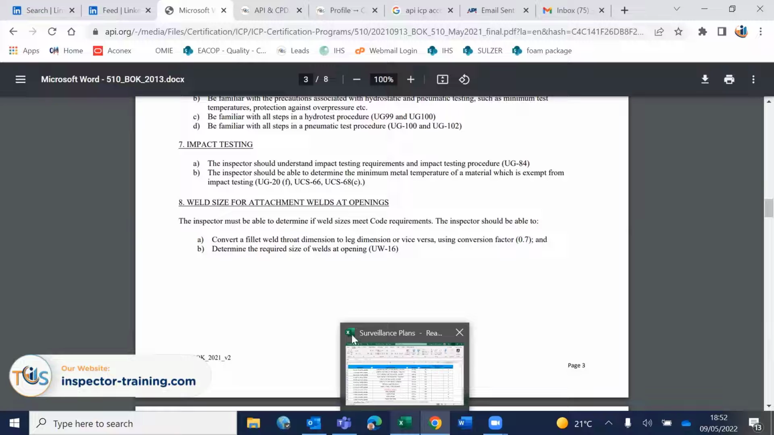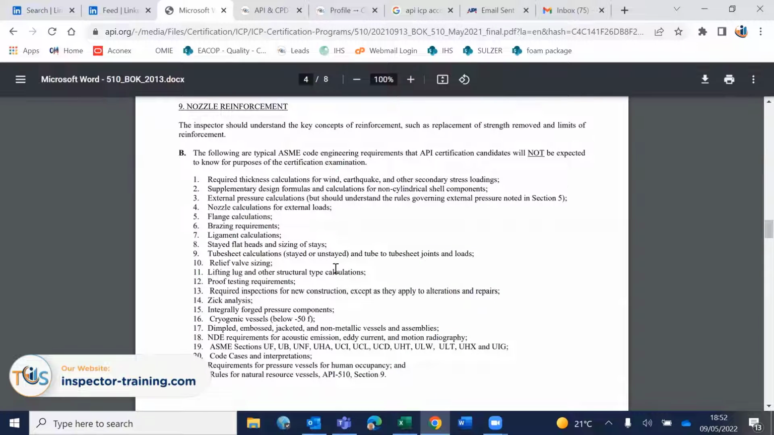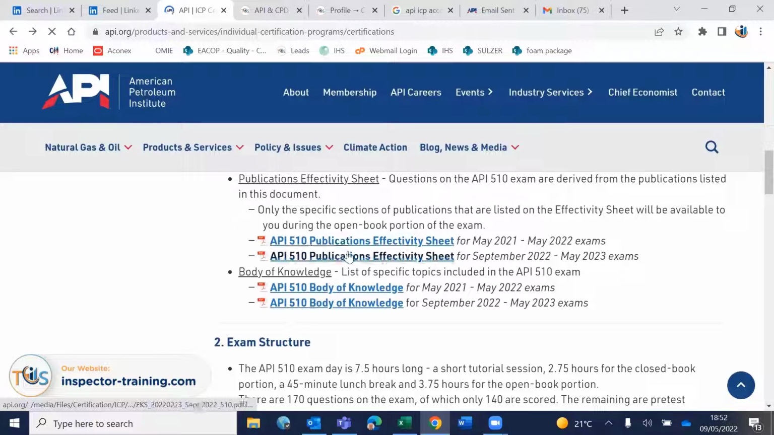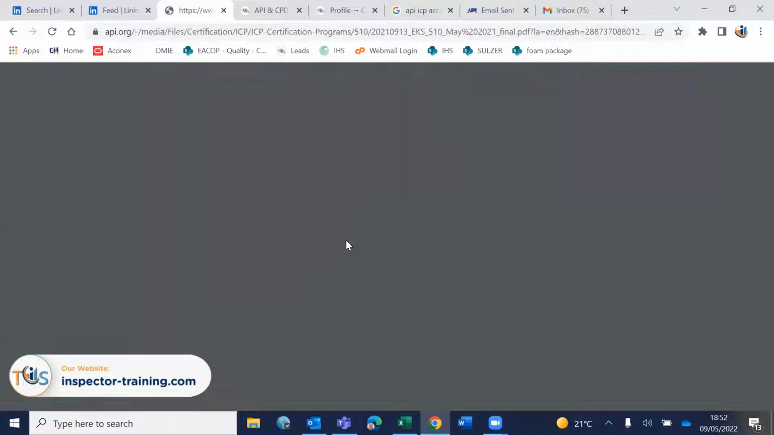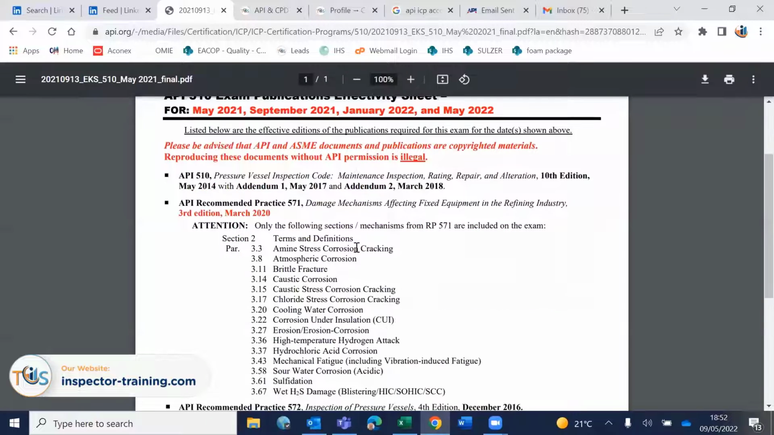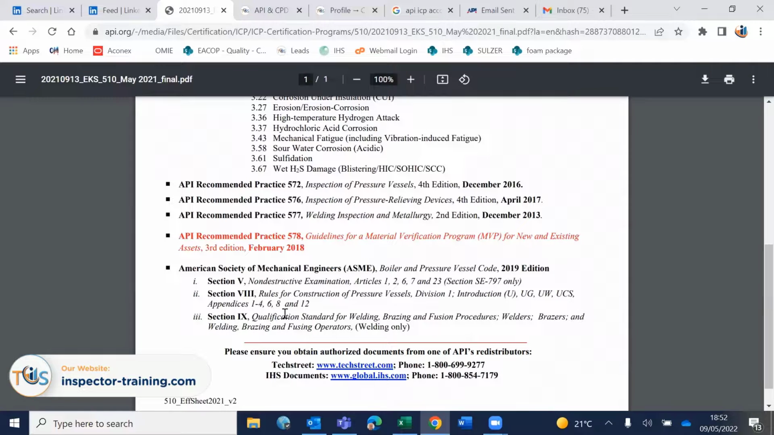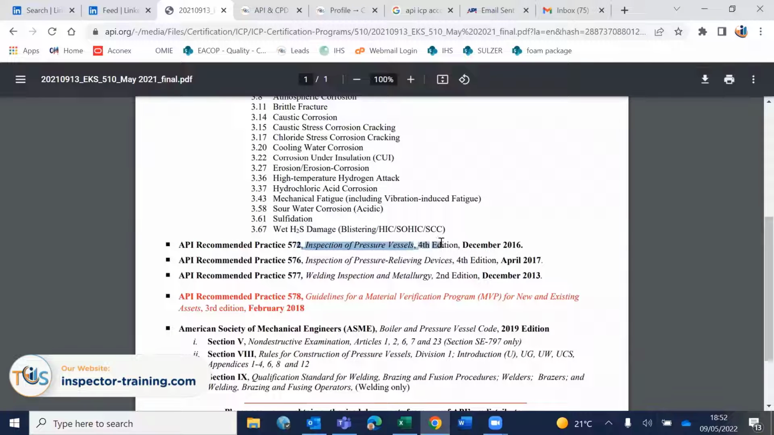And then obviously there will be open book questions. Then nozzle reinforcement, you don't need to know, they just put it there to make sure that you understand. You do not need to study this, okay? So what I would suggest to you is that you should study obviously the right revision of the publication effectivity sheet, okay? And the most important here is 510 and 572, and obviously there is ASME section 8, which is the code that API 510 is based on, okay?